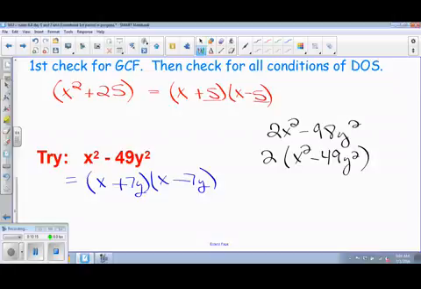Now I have the difference of two squares. But remember, 2 is my first factor. You can't lose that. So now this will factor to one plus, one minus, x plus 7y, x minus 7y. So there are 3 factors of this. The first one is 2, the next one is x plus 7y, and the next one is x minus 7y.